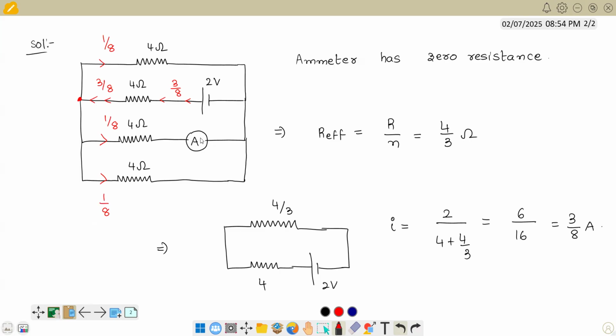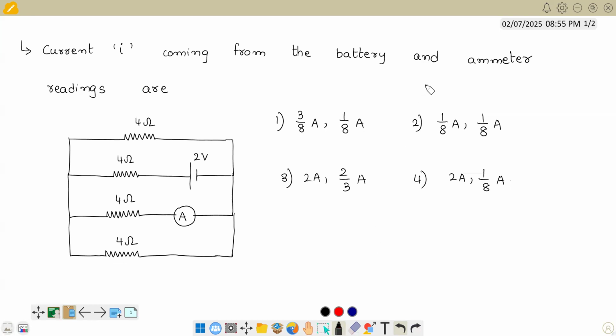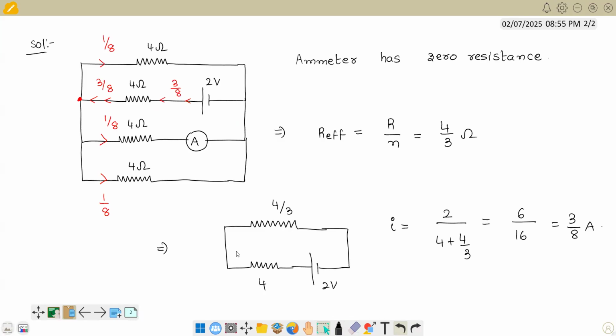So what is the reading in the ammeter? The reading in the ammeter would be 1 by 8 ampere and the total current would be 3 by 8. So the current coming from the battery would be 3 by 8 and the ammeter reading would be 1 by 8. So the correct answer for this would be option 1. But let us explore another way to solve the problem. Rather than doing it just one way, let us see if there is any other way to solve this problem.